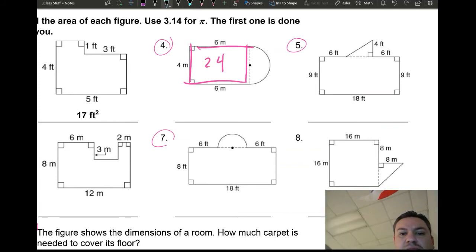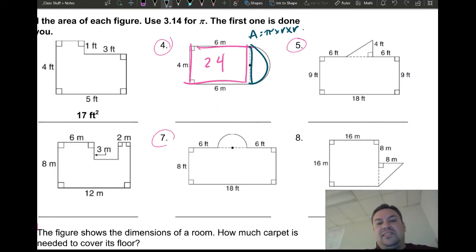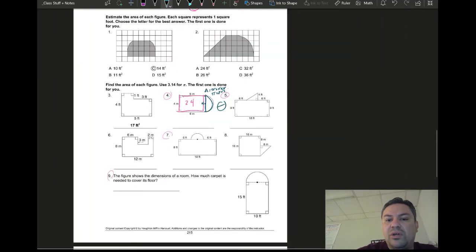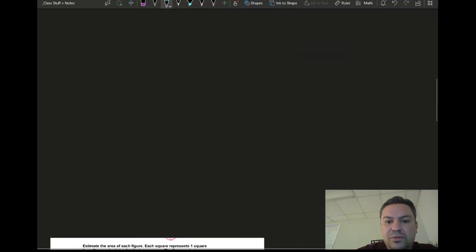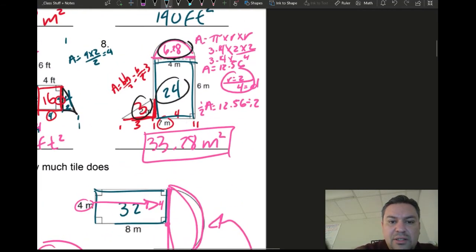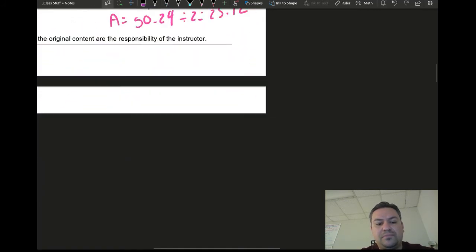Semicircle, half a circle. So that's area equals pi times radius times radius. Again, in this case, they give you the whole line. So if this is 4, the radius is 2. 2 times 2 times pi. And I think we found that one already. 2 times 2 times pi is right here. We already found that one.